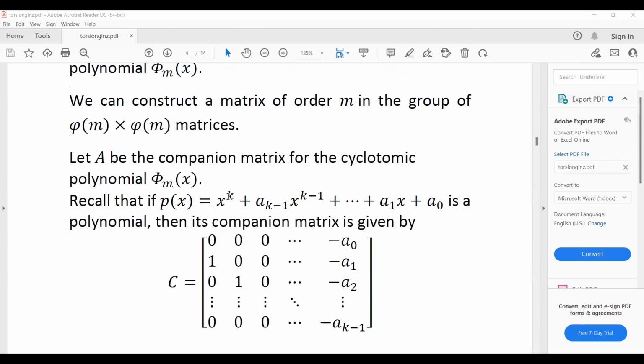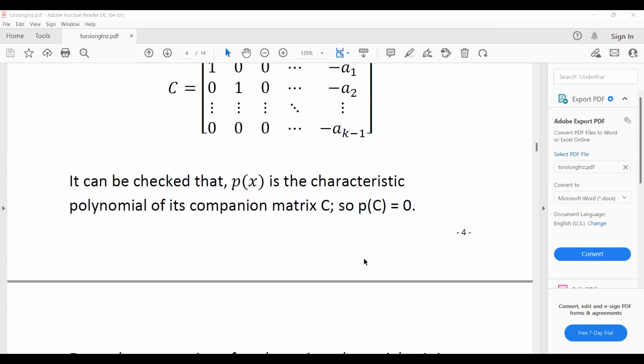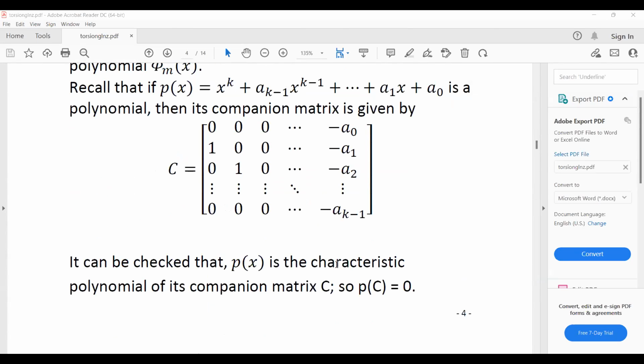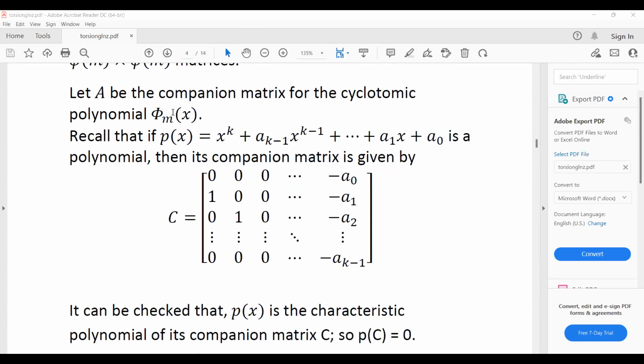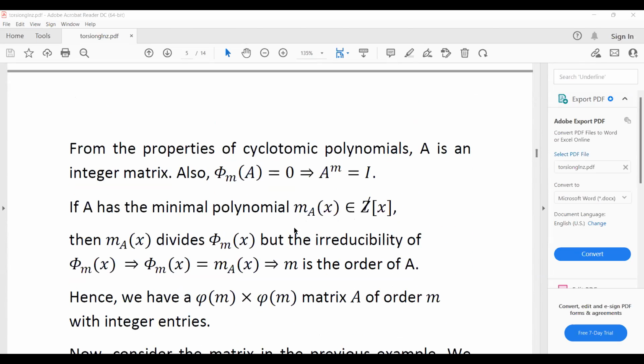So the degree is k, of course, and it is a k cross k matrix. Its characteristic polynomial is the polynomial we started with. That's why it's called the companion matrix. Similarly, for phi m of x, you make this companion matrix. As I said, this is the characteristic polynomial in general. In our case, if you construct the companion matrix of phi m, its characteristic polynomial is this. But you see, this is an irreducible polynomial. So that puts a nice condition.